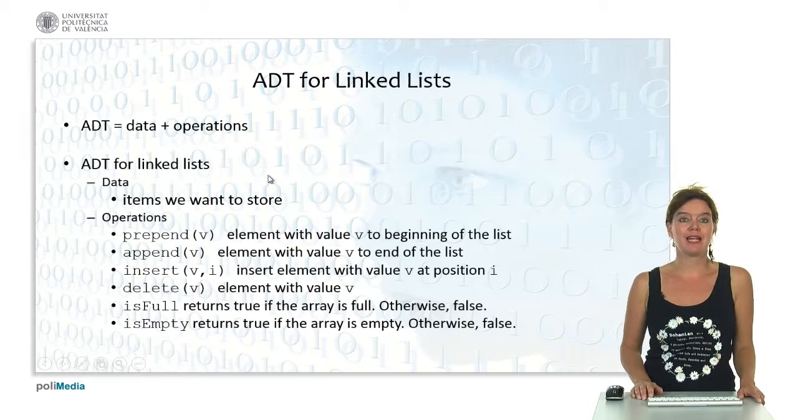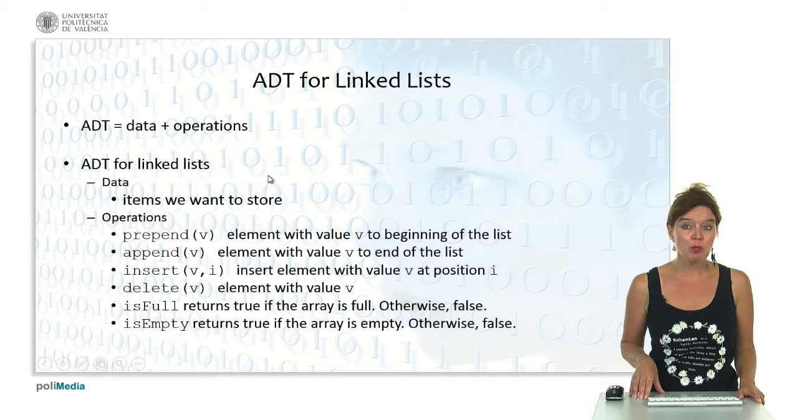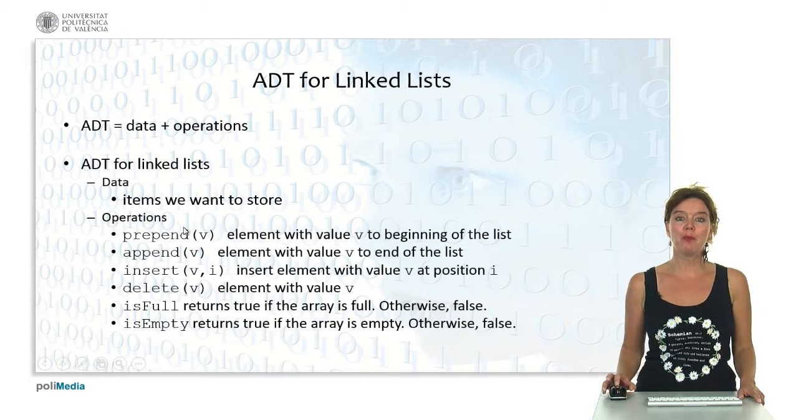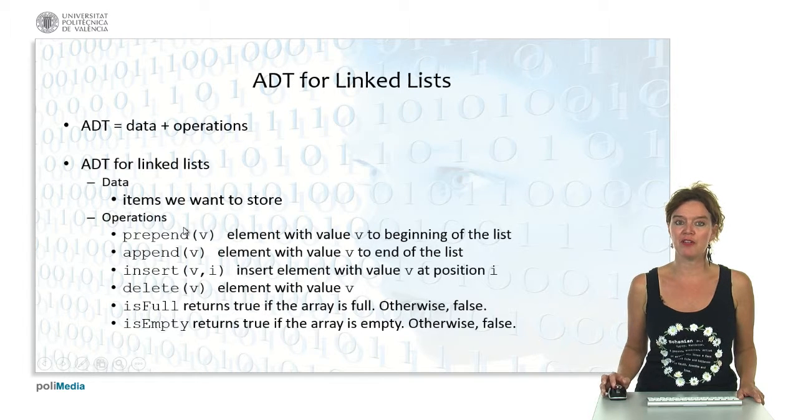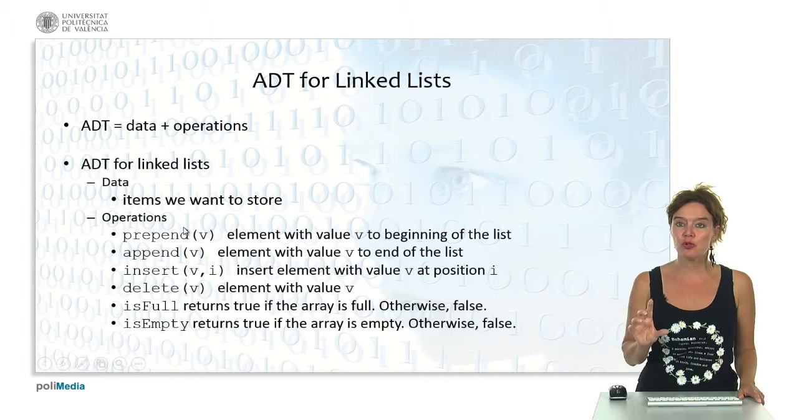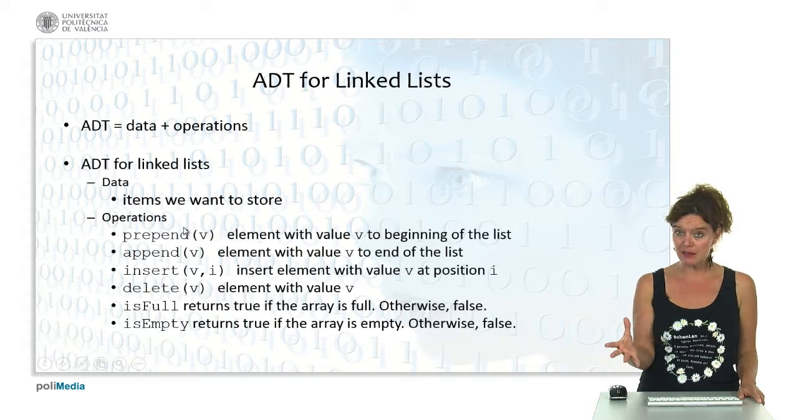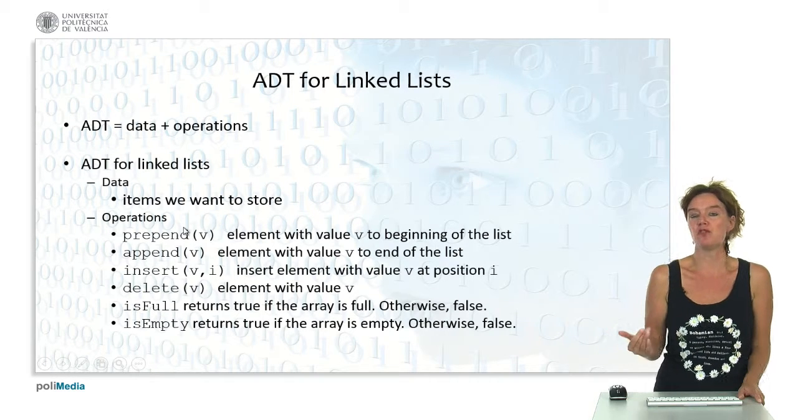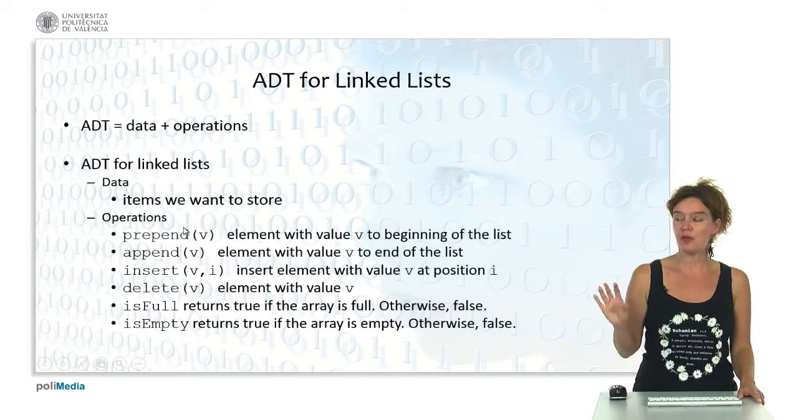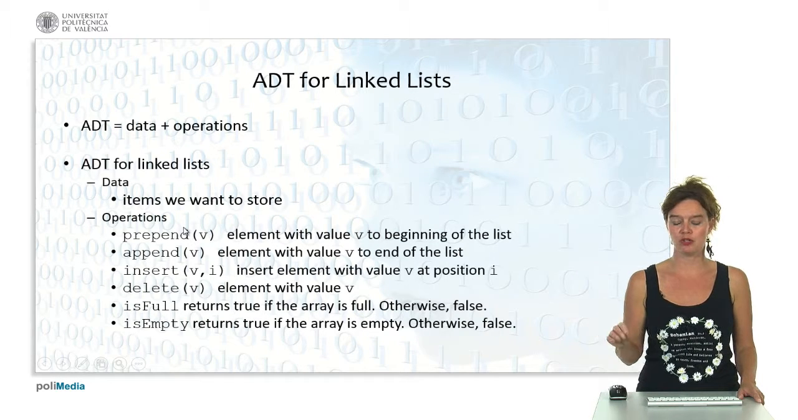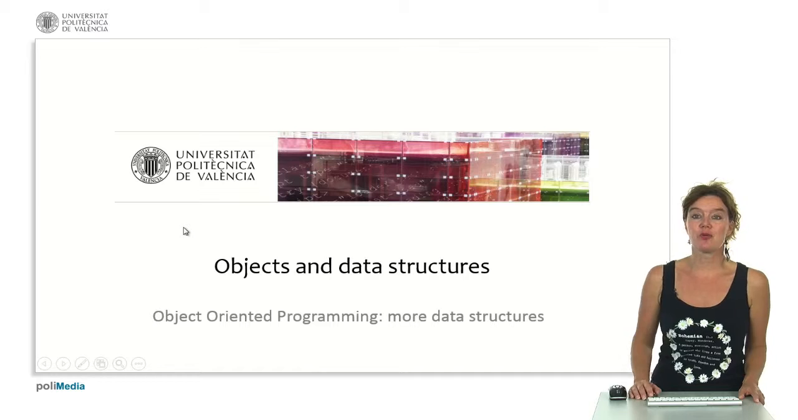So, as an abstract data type, this means that the data are the items that we want to store. And as operations, what we want to do is, for example, prepend an element to the beginning of the list, append an element with value v to the end of the list, insert an element with value v at some position I in the list, delete a specific element, and look if the list is full or empty. So this is an abstract data type for linked lists where we have data and operations. In the next part, we'll look at some more data structures.